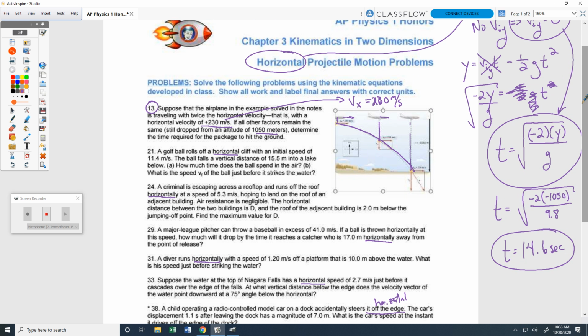The next one I think is really nice to do is problem number 21. So I'm going to take that, and I'm running out of space here, so I'm going to jump to a new page.